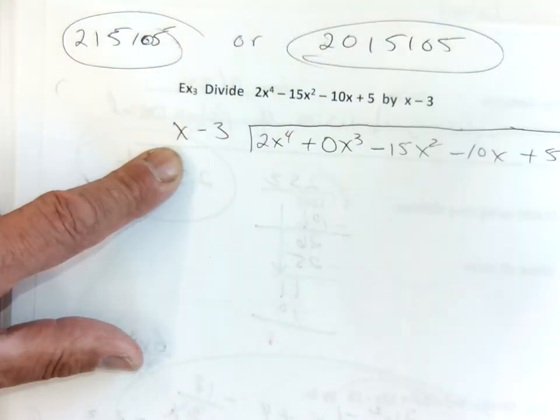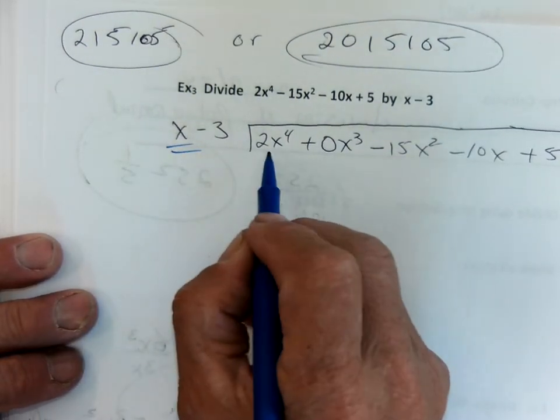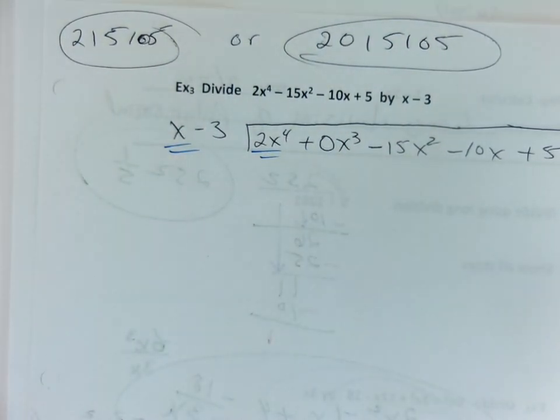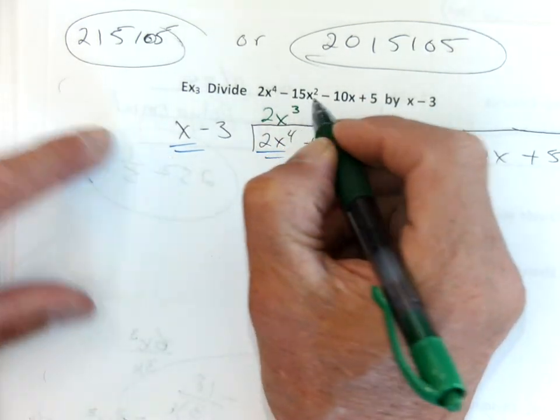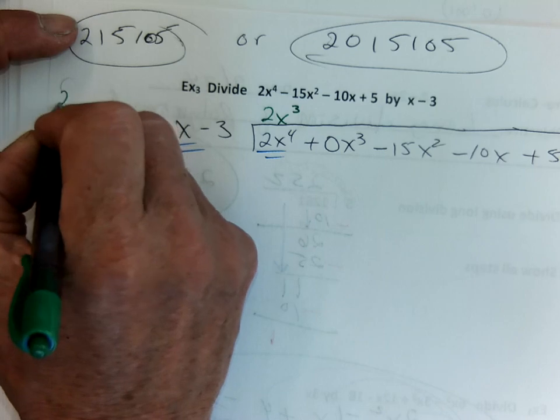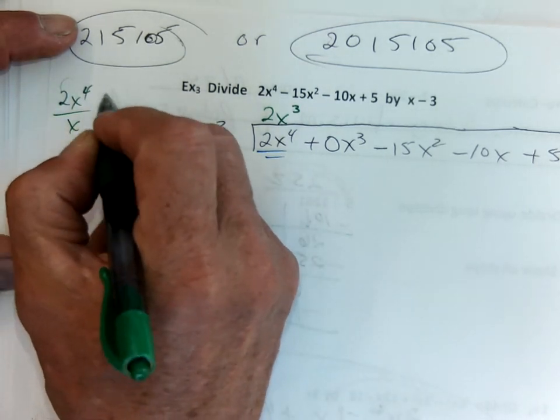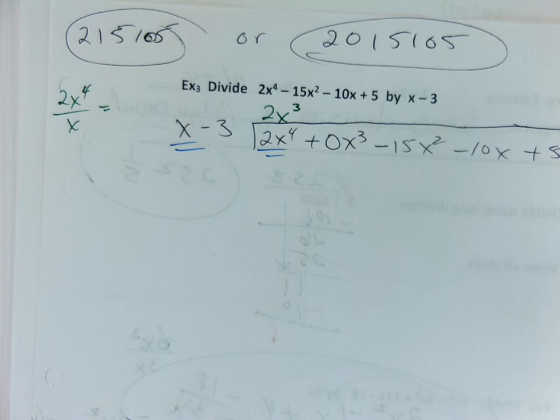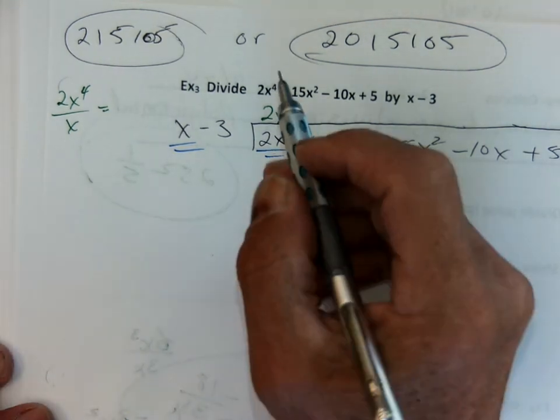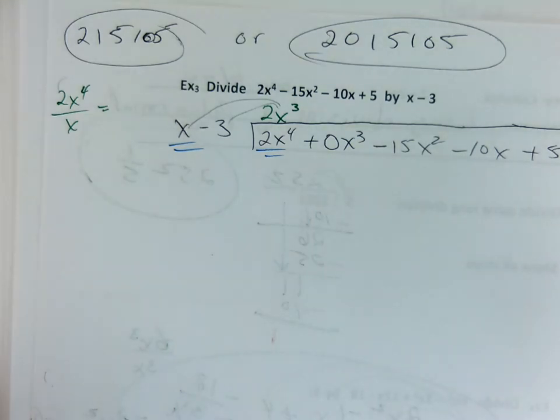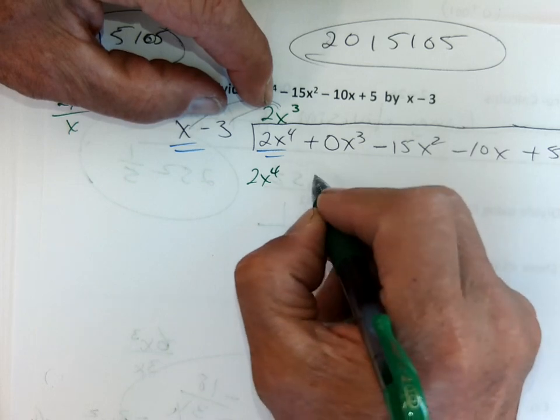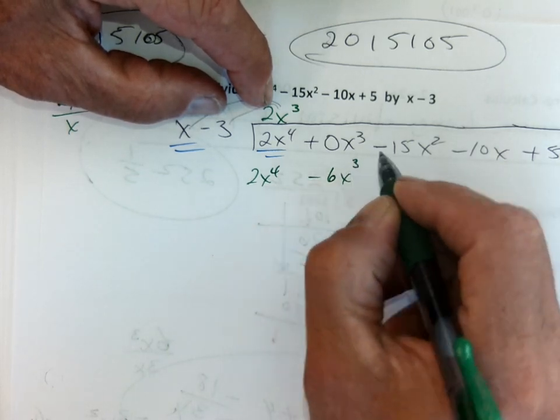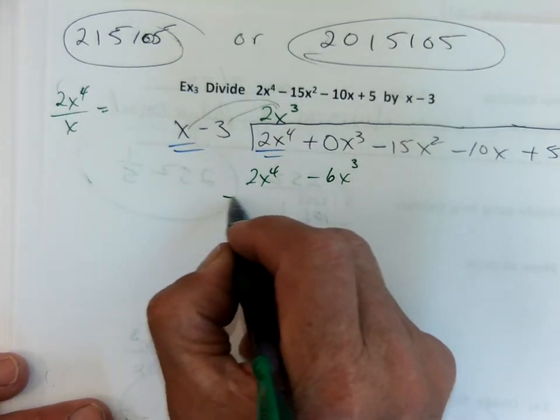We start with the x. X goes into 2x to the fourth. How many times? 2x to the third is correct. Again, if you're not sure, do a little division on the side. X is canceled, 2x to the third, right? So what do? We multiplied both of them. I got a 2x to the fourth minus a 6x cubed, which is nice because I put a spot there for my cubes, didn't I? See how smart we are.